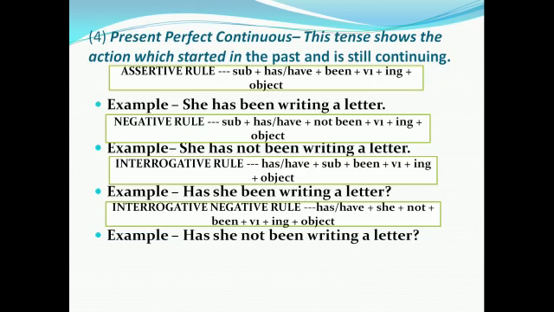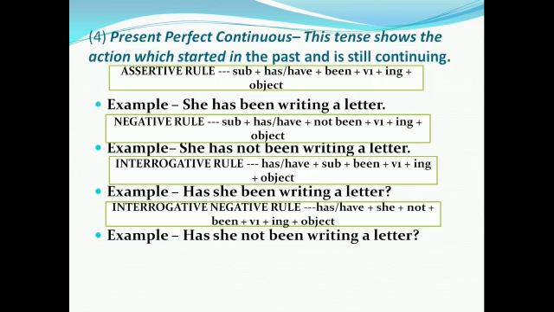Interrogative sentence, and the rule is has, have. Now here the has or have shifts before the subject to make it a question. Has she been writing a letter? Has she been writing a letter is a question. Now here the rule is going to be has or have, depending upon the singular and the plural subject, plus subject plus been plus V1 plus ing plus object.